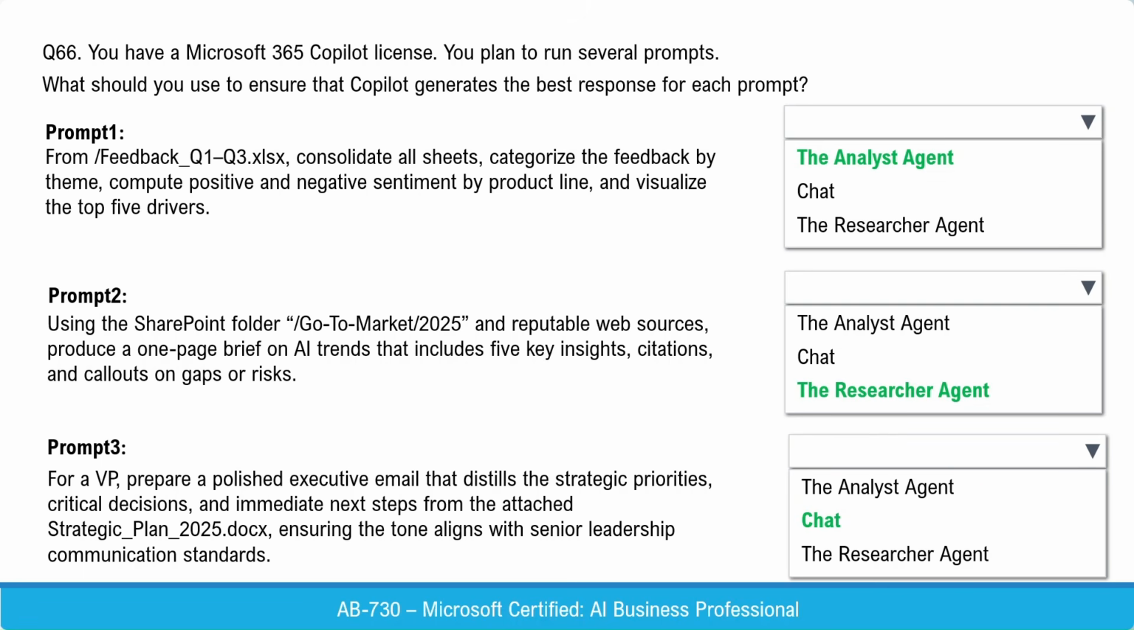Prompt 2 combines SharePoint data with web sources and requires citations and insights. This is a research task, so the researcher agent is the best fit. Prompt 3 is about drafting a polished executive email from a document. This is a writing and summarization task, so chat is ideal. So the correct mapping is: for prompt 1, analyst agent; for prompt 2, researcher agent; and for prompt 3, it is chat.